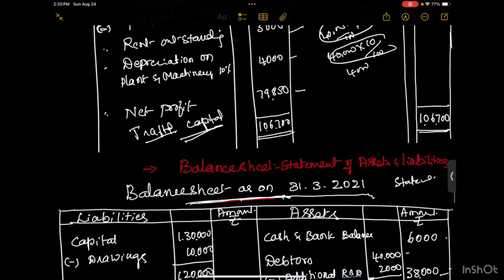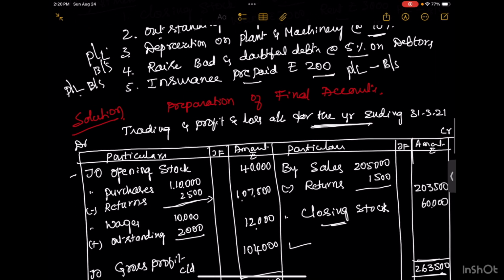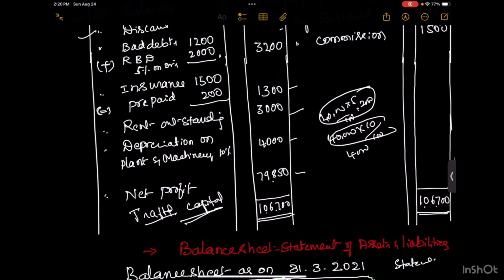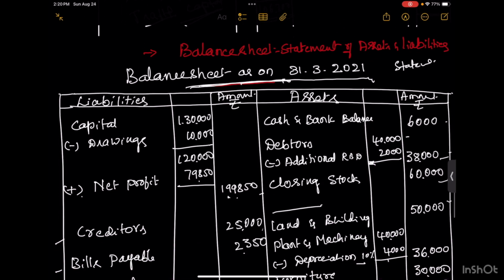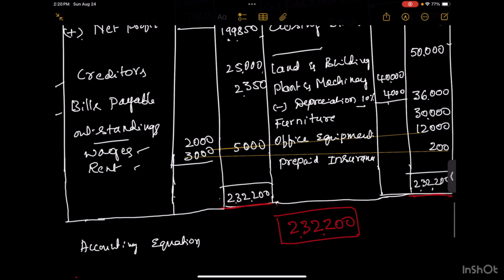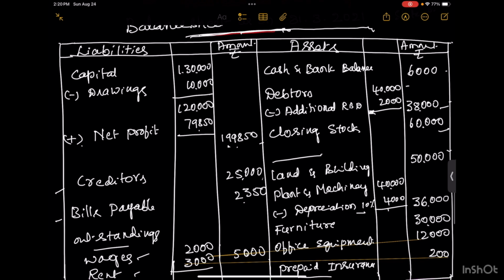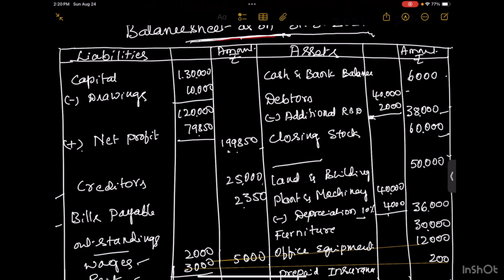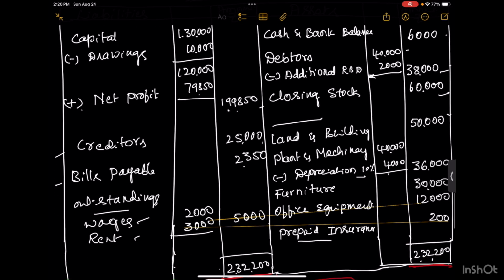And insurance prepaid, it's given in the adjustment. It is subtracted in the trading profit and loss account, but it is an asset. So an advance payment is treated as an asset and recorded on the asset side. Clear? So likewise, all liabilities are recorded on the liability side and all assets are recorded on the asset side, and we have to make a total of this.